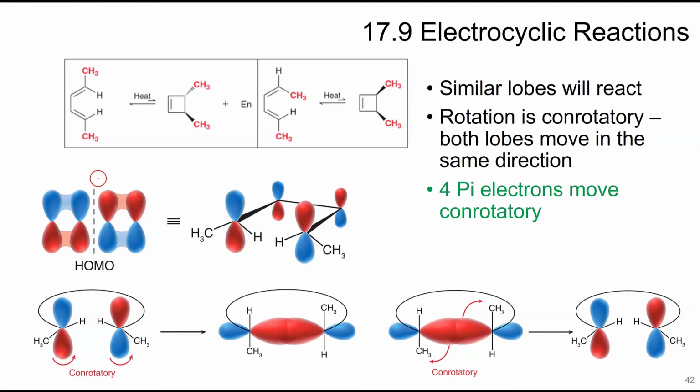Here we can see the HOMO and the LUMO with the one node. These don't line up together the way the other one did, so these move in the same direction. This one's going counterclockwise. This one is also going counterclockwise. That's what needs to happen in order for those to come together, and the same thing can happen for them to come apart.